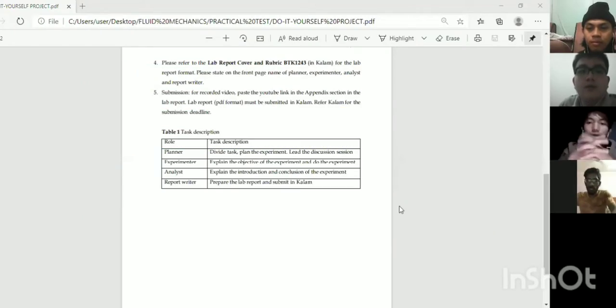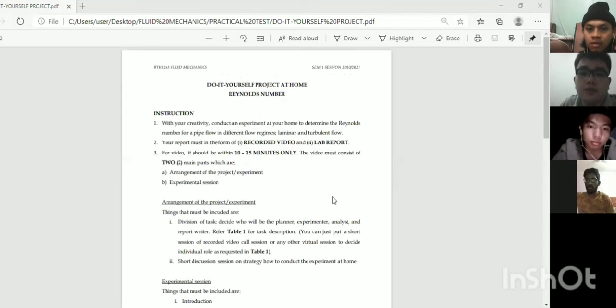Okay, today is our discussion session about our project in the fluid mechanics course. This project is about the experiment that we should do to determine the Reynolds number for a pipe flow in different flow regimes, like laminar and turbulent flows.